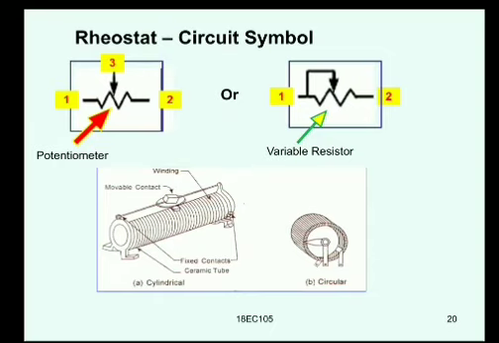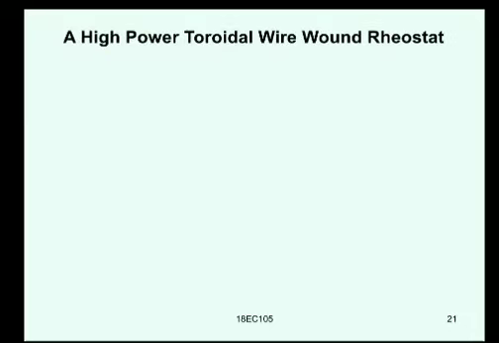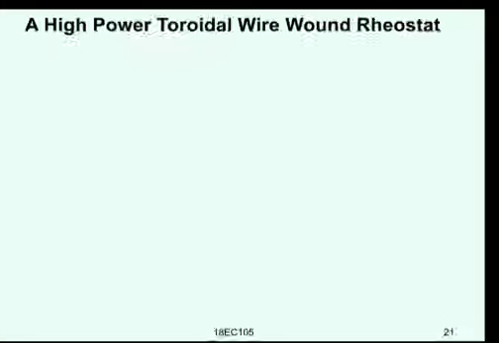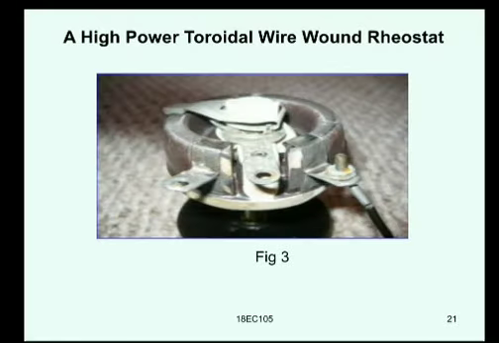Here you can see a rheostat in both cylindrical and circular models. This is a high power toroidal wire wound rheostat, and it looks like this. You can see the cable on the right side, which is bulky, and we use nuts and bolts to fix the cables to the rheostats. So normally, rheostats are used for high current applications.